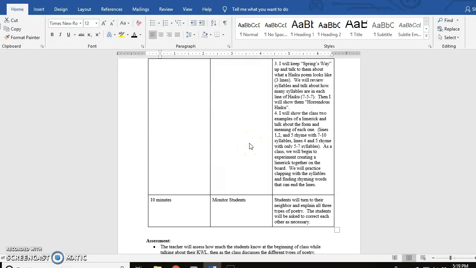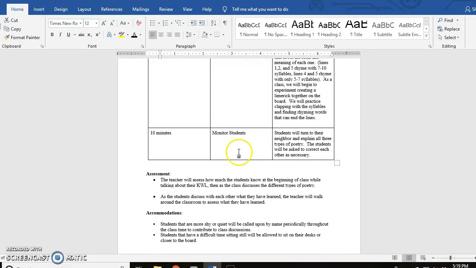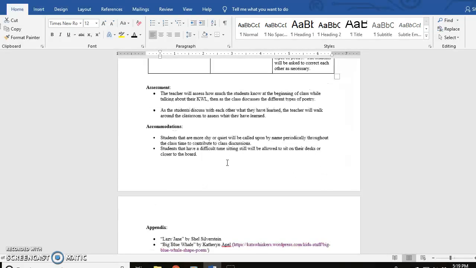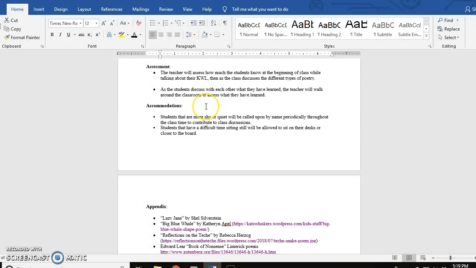So then for the last few minutes, I would have the students turn and explain to their neighbor the 3 types of poetry, and I would monitor and listen and see if I feel like the students have picked up what I needed them to pick up. So accommodations. The kids that are more shy or quiet, I would call on them by name so that they would contribute to the class discussion. And then if the kids were having a difficult time sitting listening to my direct instruction, they would be allowed to sit on their desks or come closer to the board.